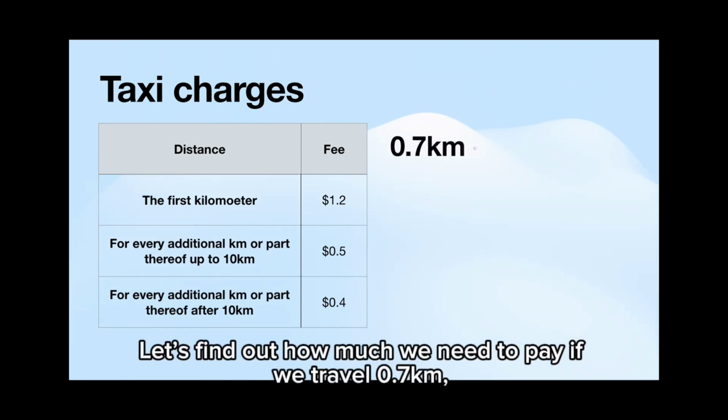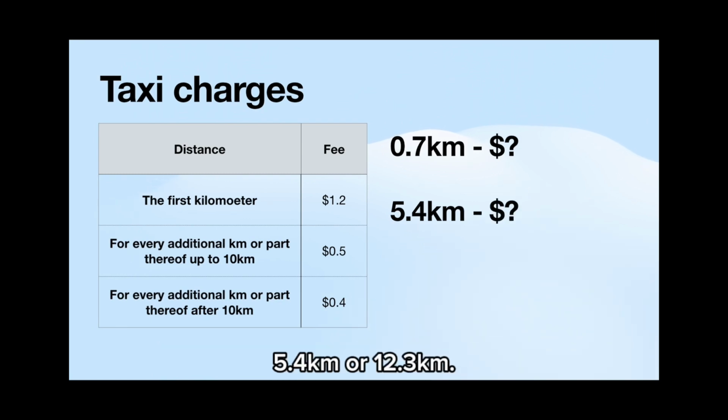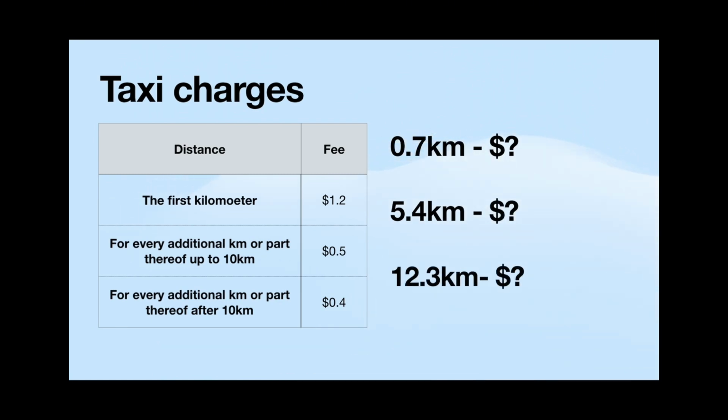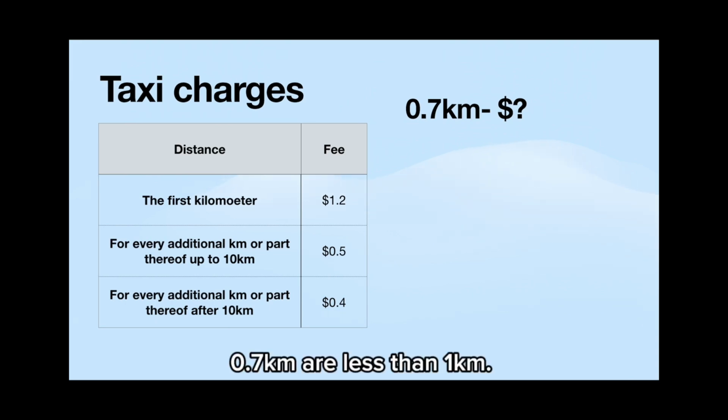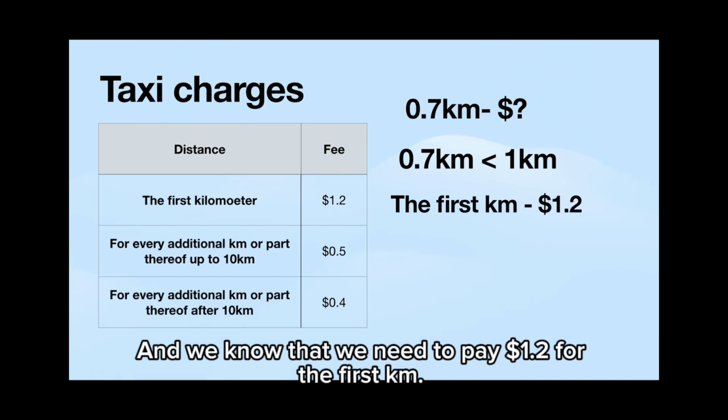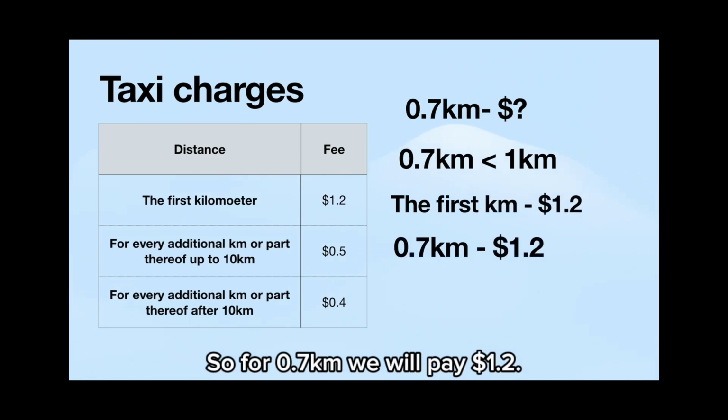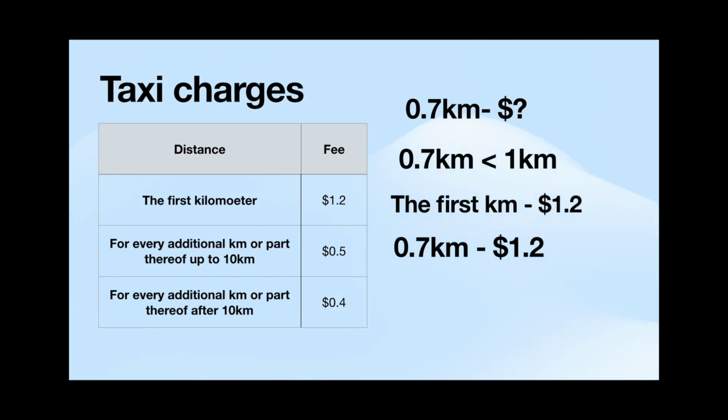Let's find out how much we need to pay if we travel 0.7 kilometers, 5.4 kilometers or 12.3 kilometers. 0.7 kilometers are less than 1 kilometer, and we know that we need to pay $1.20 for the first km. So for 0.7 kilometers, we will pay $1.20.